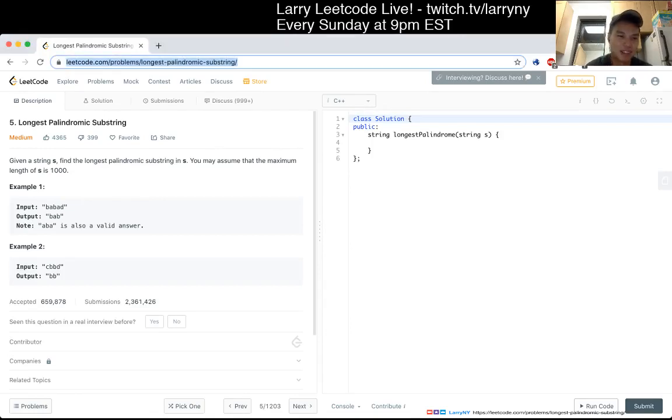5. Longest palindromic substring. Given a string S, find the longest palindromic substring in S. You may assume that the maximum length of S is 1,000.